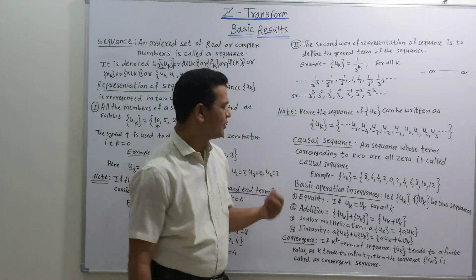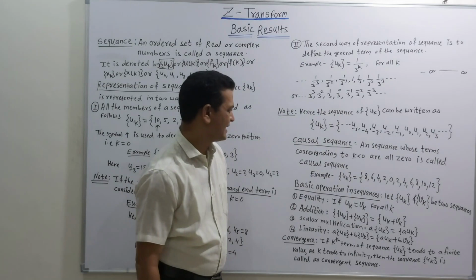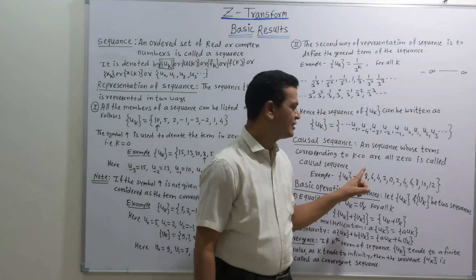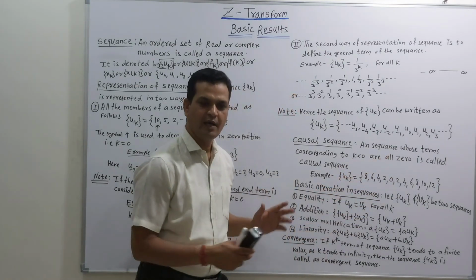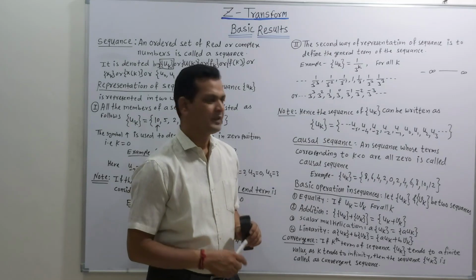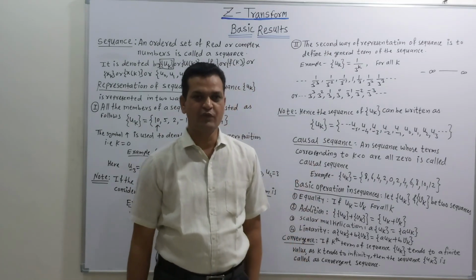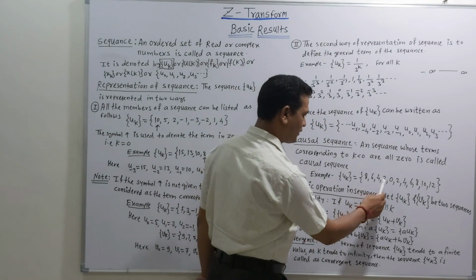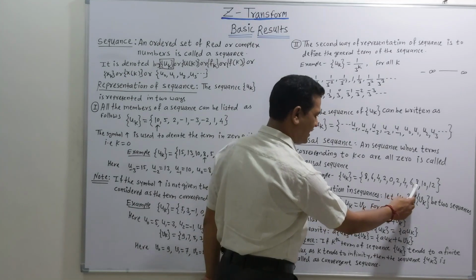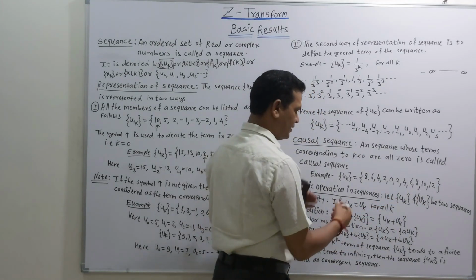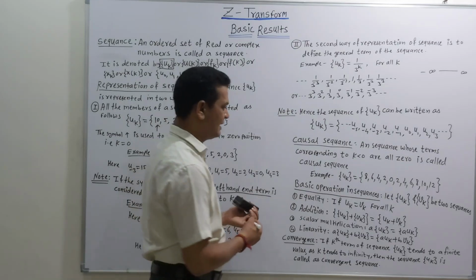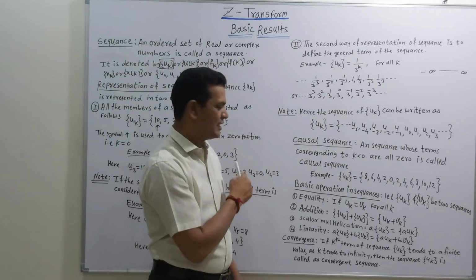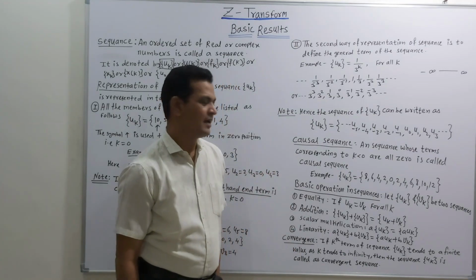Then there is one more type of sequence that is called a causal sequence. A sequence whose terms corresponding to k less than 0 are all 0, that means all negative terms are 0, is called a causal sequence. Here an example is given. Suppose the sequence uk is equal to 8, 6, 4, 2, 0, 2, 4, 6, 8, 10 and 12. Here the position symbol arrow is absent, that means the first term is the 0th position. There is no element left of 0. That's why this sequence is called a causal sequence.